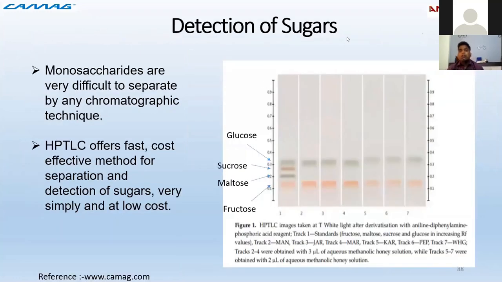Detection of sugars. We all know that monosaccharides are very difficult to separate by any chromatographic technique. But this HPTLC technique gives a very fast, cost-effective separation method, and you can detect the sugars in a very simple and low-cost way. So here you can see glucose, sucrose, maltose and fructose can be detected by using this technique. For this, derivatization was needed, and the derivatization was done by the ADP, aniline diphenylamine phosphoric acid reagent. So you can detect these sugars by using HPTLC.